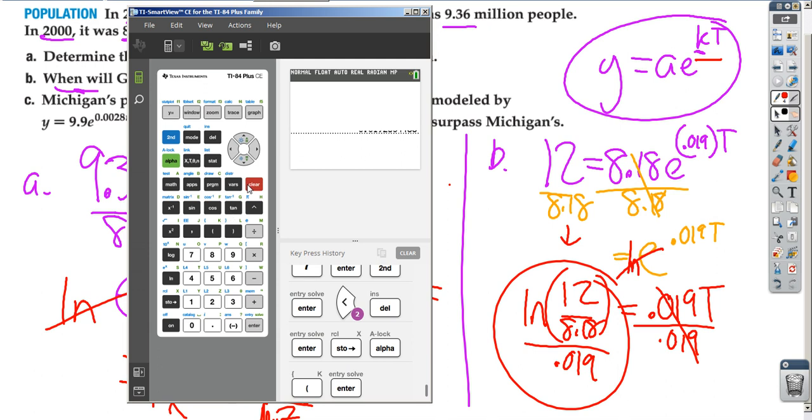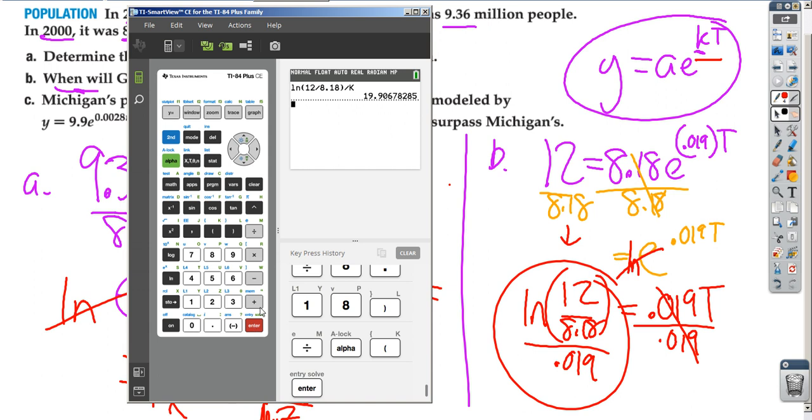Okay, so let's do that. So the natural log of 12 divided by the initial population, and then we divide by that number we stored as alpha k. And 19.9 years is the amount of time. So in about 2019, 2020, population will reach that value.